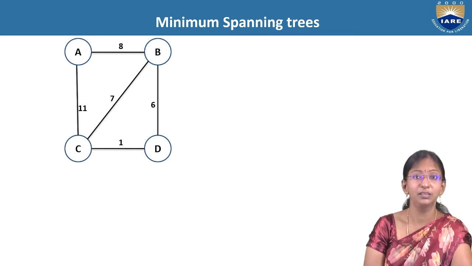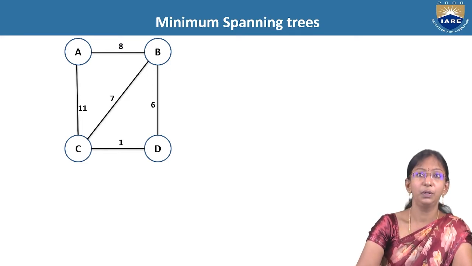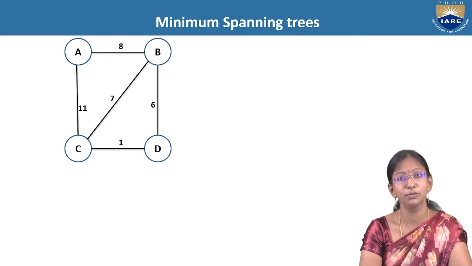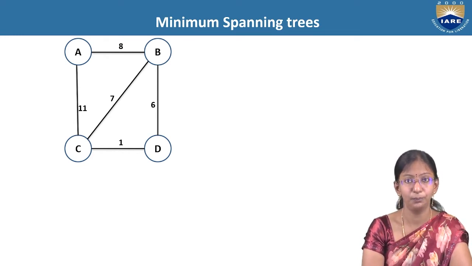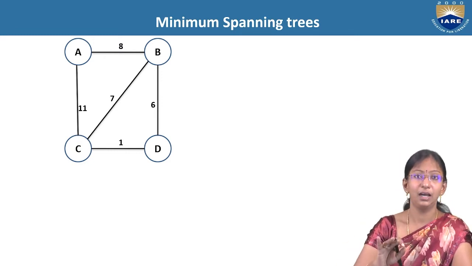You can see it is undirected. I have not given any directions. So if the weight between B and D is 6, from D to B is also 6, the same value. It is not going to change. Okay, so this is an undirected weighted graph.